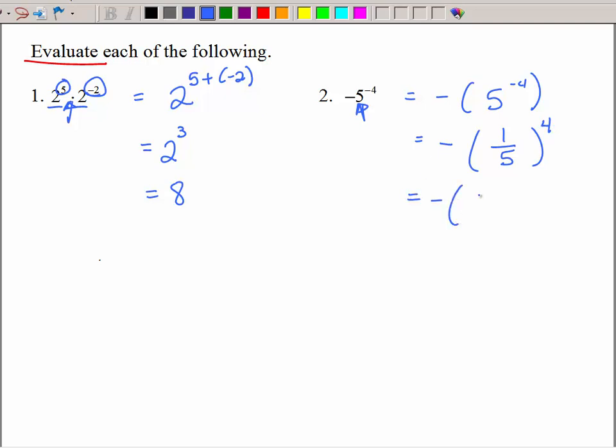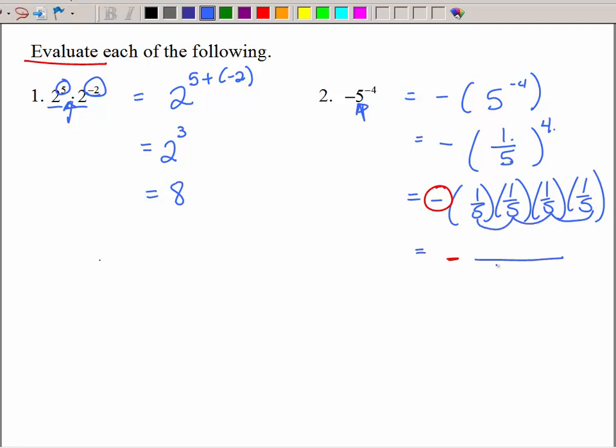That means negative 1/5 times 1/5 times 1/5 times 1/5, or in other words, 1 to the 4th power over 5 to the 4th power. But notice that negative is still lurking out in front. It's not going to go away because we only have one of them. So we multiply all that together. We get 625. We multiply all the ones and we get 1, but the answer is negative 625 because again, the base was just 5.